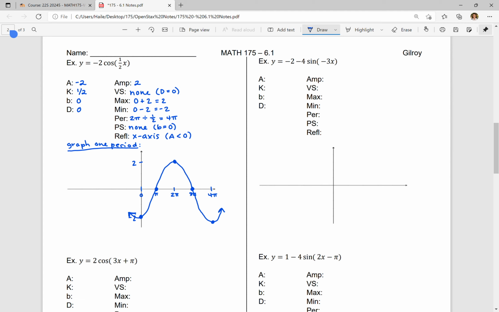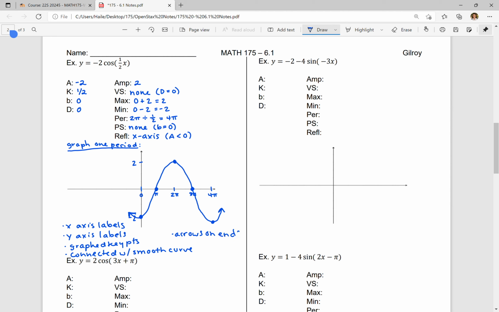Okay, so notice everything we did. We had x-axis labels. We had y-axis labels. We graphed the key points. We connected with a smooth curve. And we drew arrows on the ends.